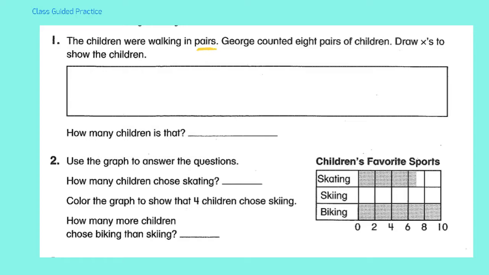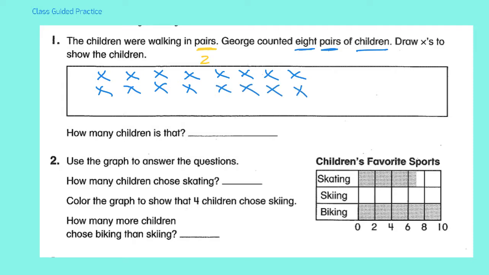So we know pairs equals what, everyone? You ready? By 2, okay? So George counted 8 pairs of children. So we've got to draw X's to show the children. So we need, what is that, maybe 8 groups? So we need 1, 2, 3, 4, 5, 6, 7, 8. And they were walking in pairs. So let's go ahead and make another row of X's.